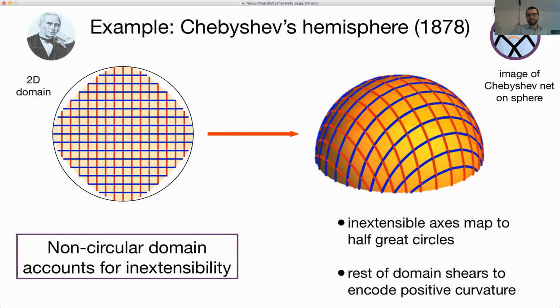And what you see is that along the two axes of, sorry, can you see my mouse? I'm not sure if you can see my mouse. Yes, okay.